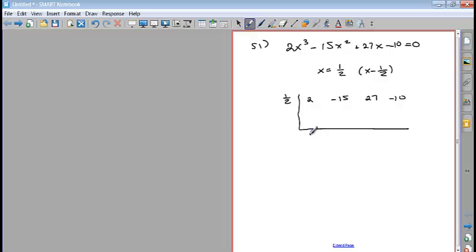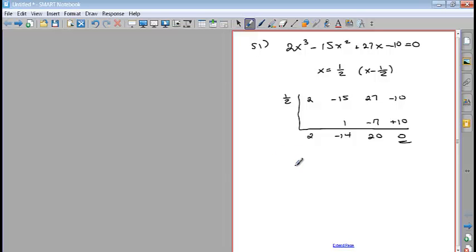Okay, so we bring 2 down. 2 times 1/2 is 1. Negative 15 plus 1 is negative 14. 1/2 times negative 14 is negative 7. 27 plus negative 7 is 20. 1/2 times 20 is 10. Negative 10 plus 10 is 0. So that shows that it is a 0.